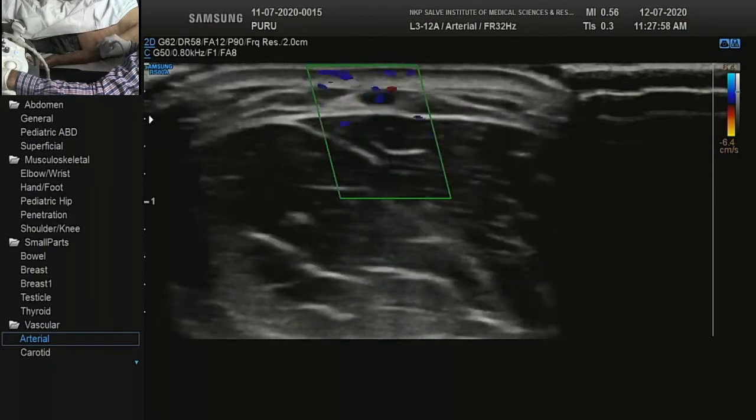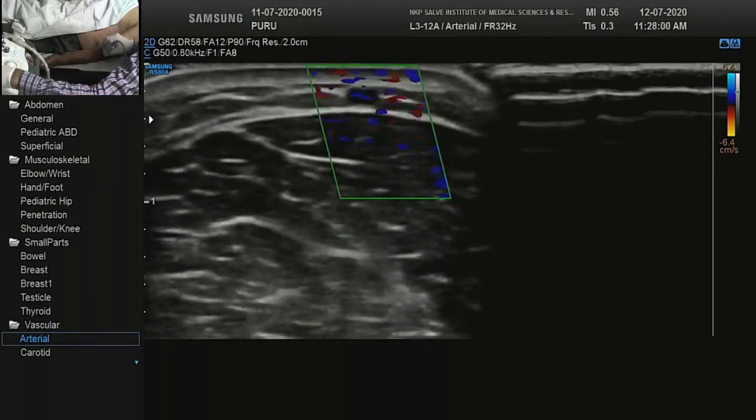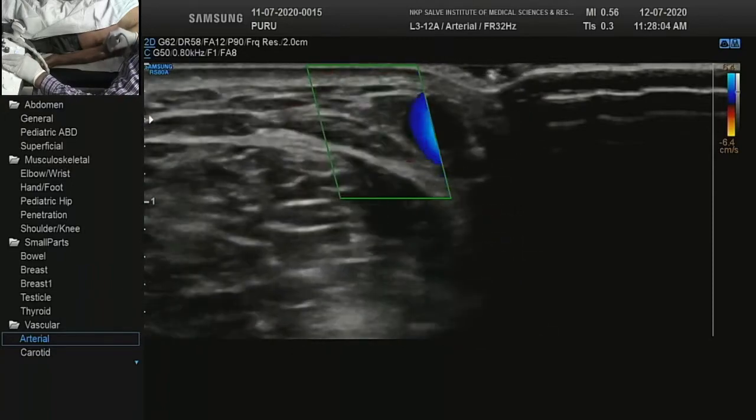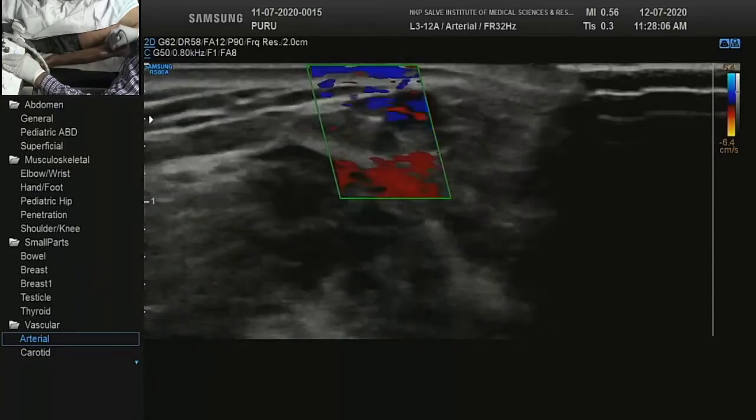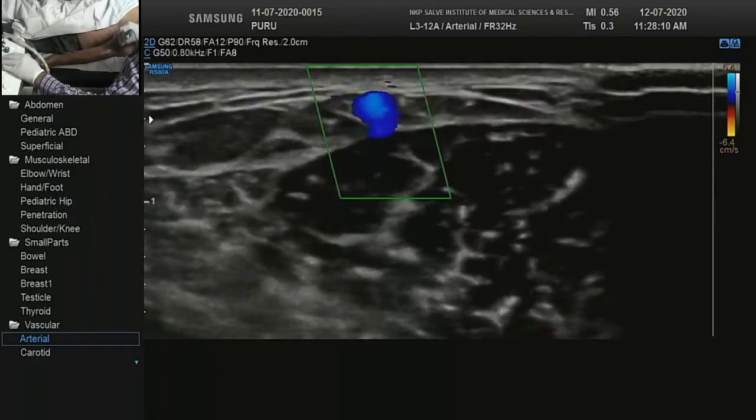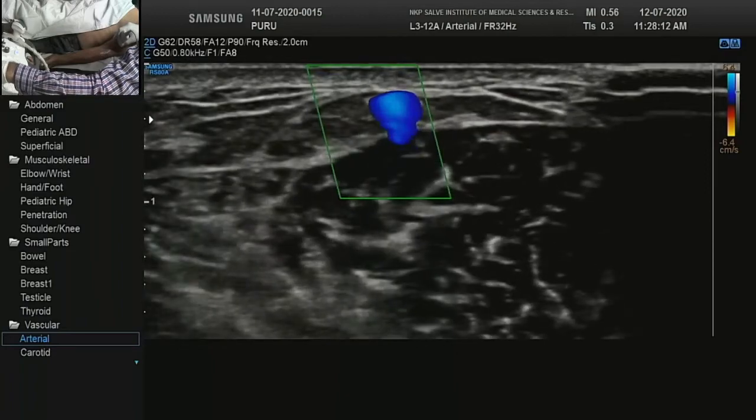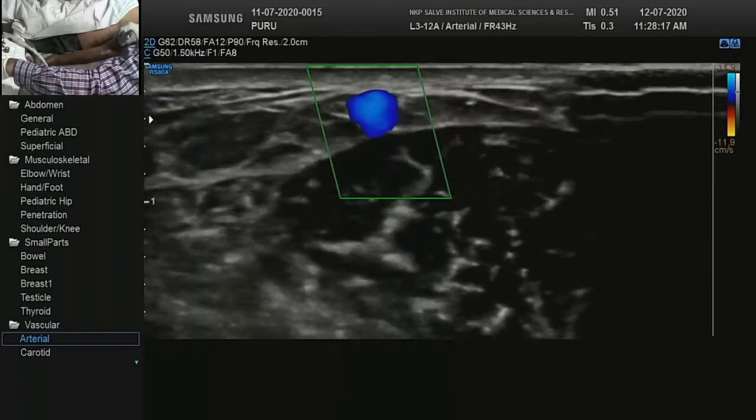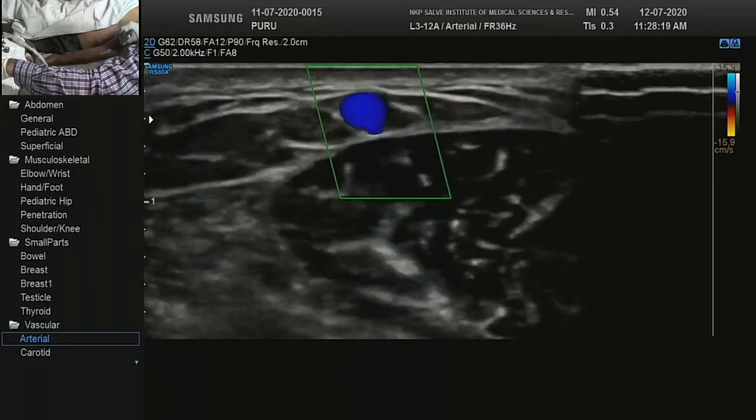So that is the use of using proper PRF, proper settings. This is the cephalic vein. Ideally we should do a B mode evaluation. This is the cephalic vein, and it is going up. Now the flow has increased, so I will increase the PRF so that the flow outside the vessel is not seen. Okay, now the flow is nicely seen.